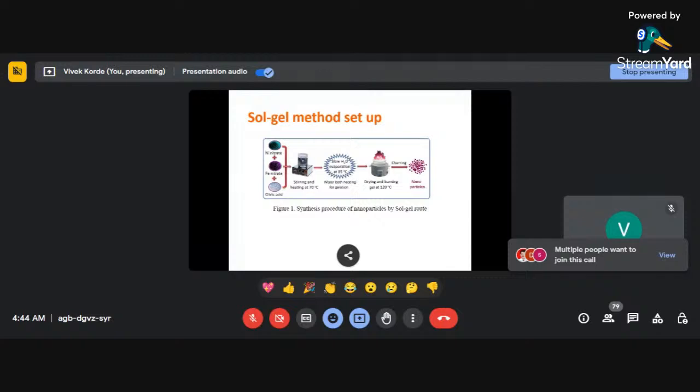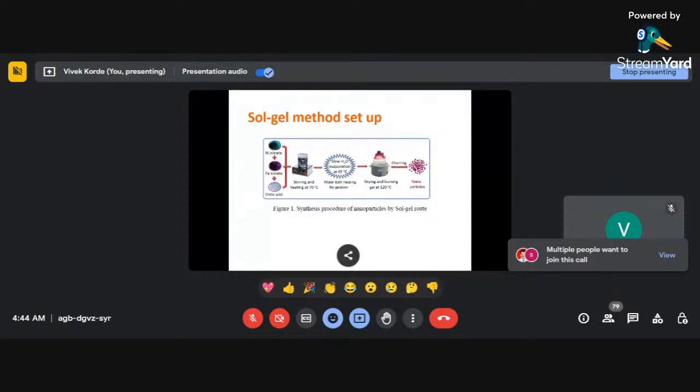Now this is the schematic shown for the sol gel method. Here nickel nitrate is taken, iron nitrate is taken, and citric acid is taken. So if we are thinking about only nickel ferrite, oxygen will be coming from air. So these three chemicals will be there. Then we have to dissolve and then stir and mix it here at 70 or 80 degrees Celsius.